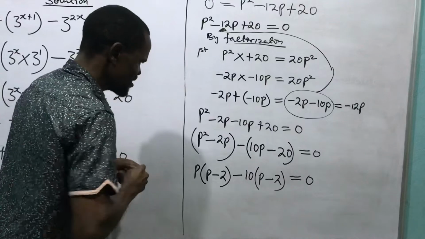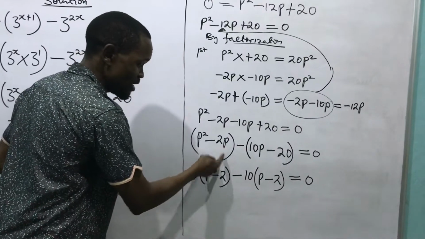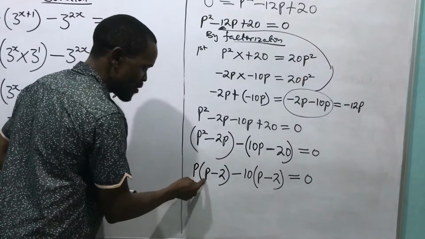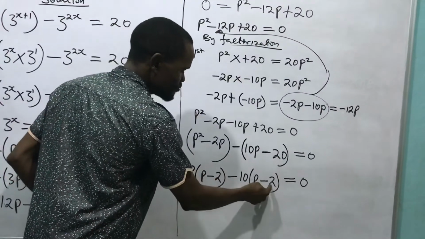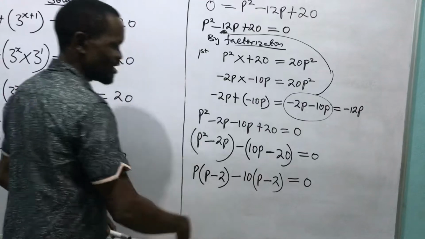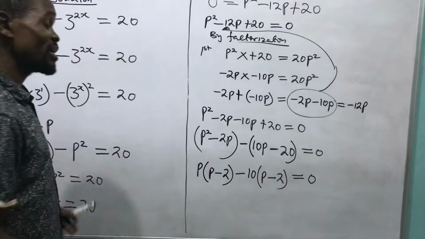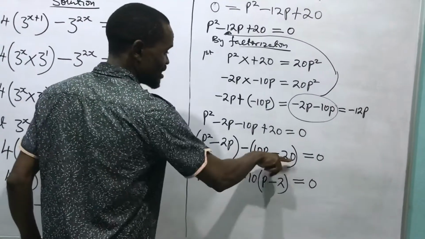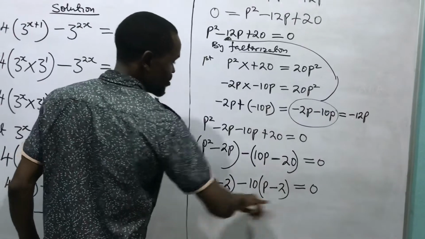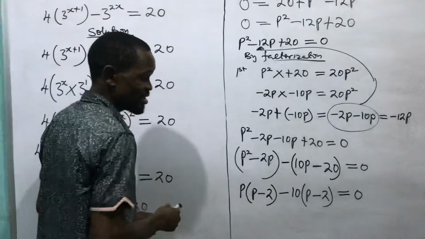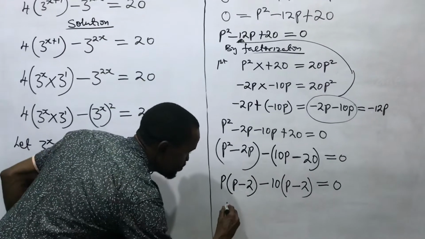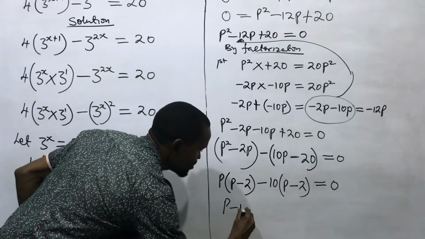You know that p is here, p is here. If I divide this by p, I will have 2. If I divide this by p, I will have p, right? What is here? 10 is here. If I divide this by 10, I have 2. If I divide this by 10, I have p. That's what I did. That's how I know which one is common. I see that 10 is common here. 10 can divide 20, divide itself, and I bring it out. P can divide p squared, divide 2p, I bring it out. And this will give me p minus 10.